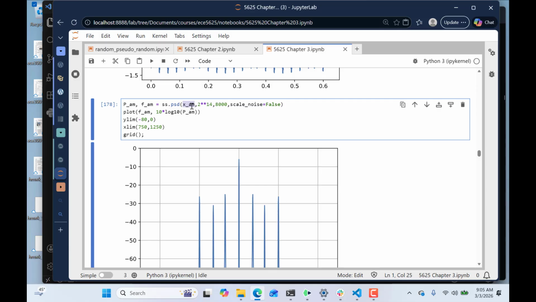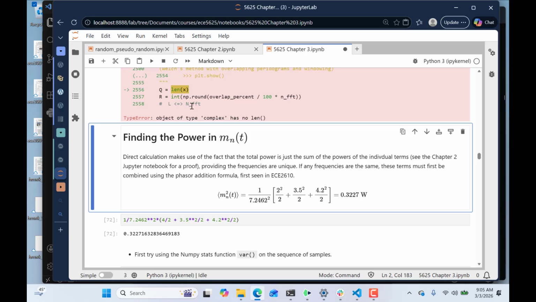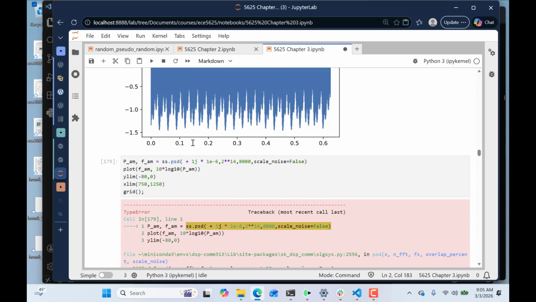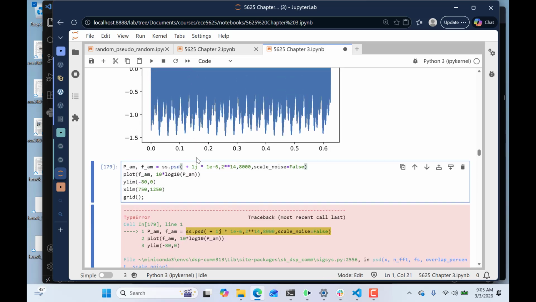I could take that real signal and I could put a 1J in here times 1E minus 6, let's say. Just put in a really tiny imaginary part. Should that work? What do you think? It's gonna make it think it should be two-sided. So, but what did I do wrong here? Oops, I deleted something, it looks like. And this was X AM.